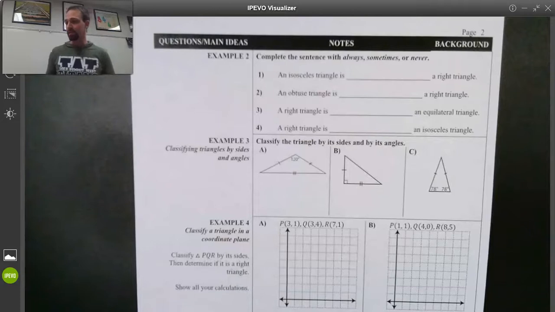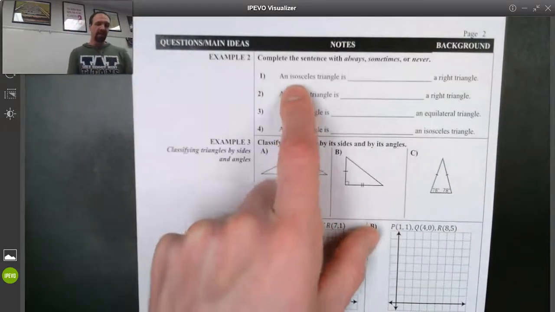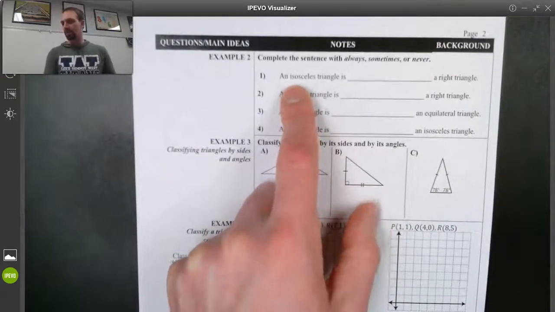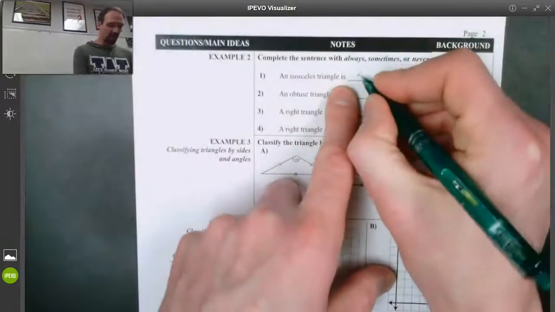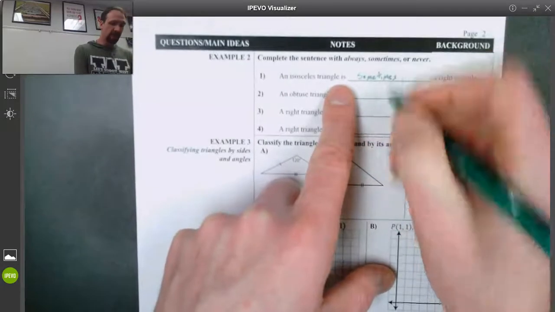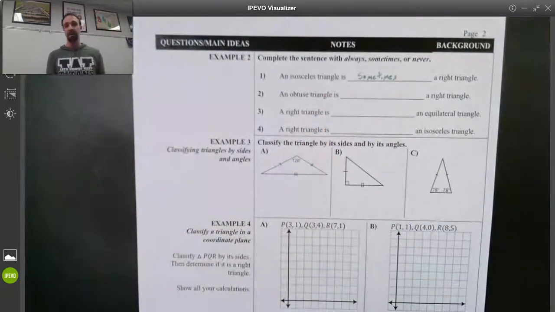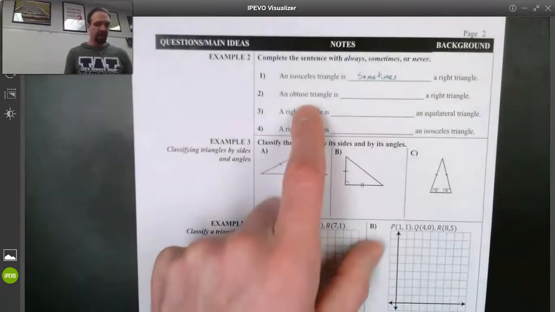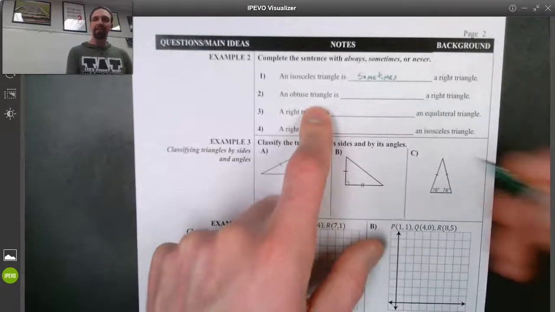Going through these, you have to think about it. If you say it's always true, then it has to be true 100% of the time. If it's sometimes true, that means it can or can't, and then never means it's never true. There's never a situation. So if I talk about this, an isosceles triangle is sometimes a right triangle. It doesn't have to be, and there are situations where right triangles are not isosceles. An obtuse triangle will never be a right triangle.